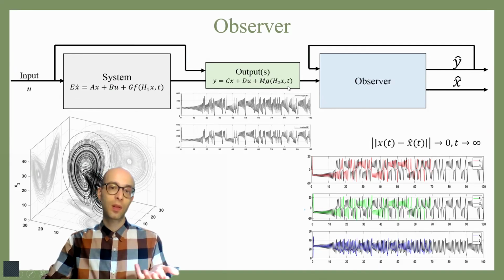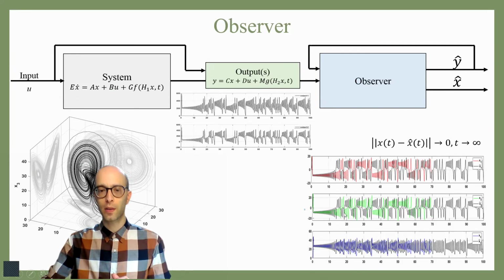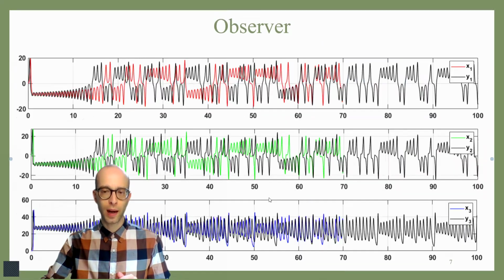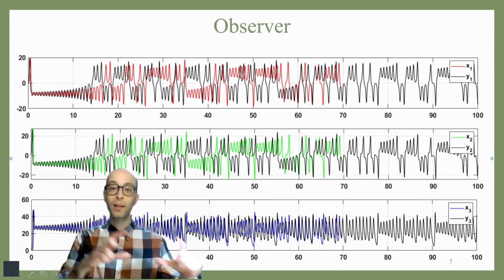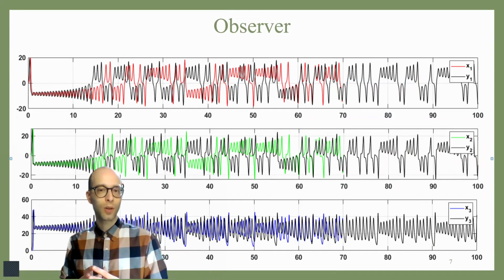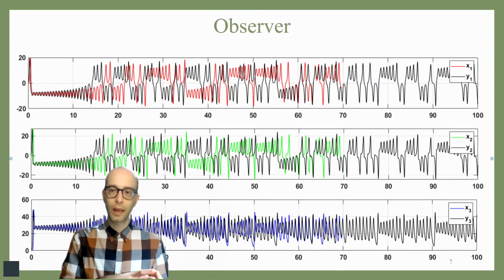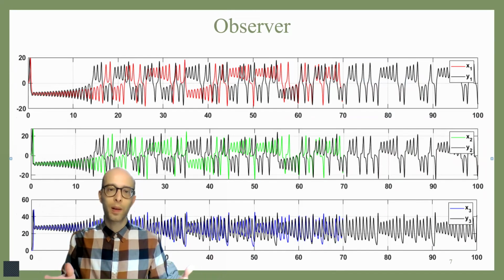The observer gets this information and manages to estimate, I'm sorry, the internal states. See the graph here in a larger figure. So here the red, green, and blue trajectories are the trajectories of the original system. The black trajectories are the trajectories of the observer. And you see that for the first 70 seconds, they are completely different.